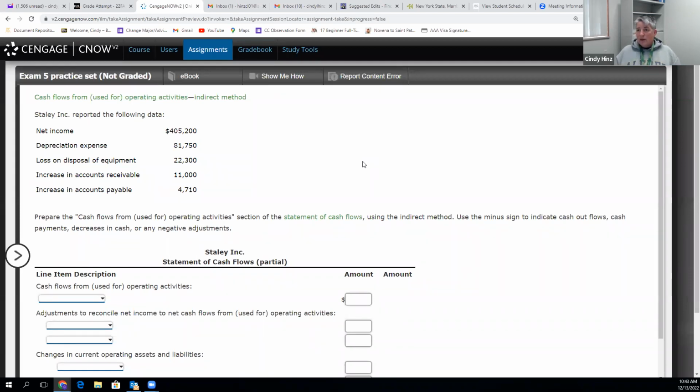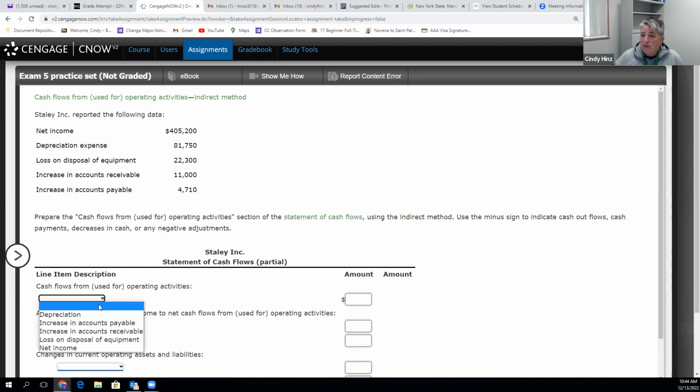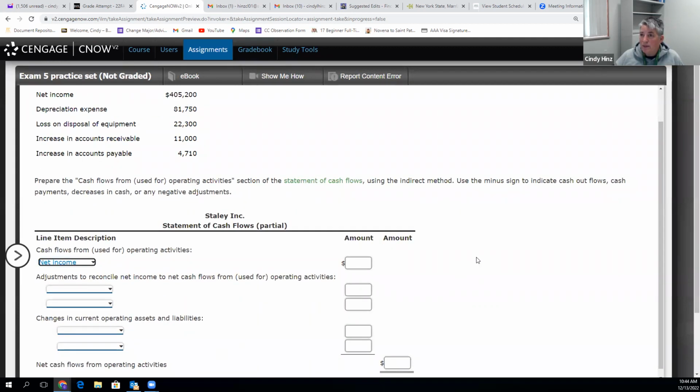So we're starting out here in this exercise with the operating activity section, which is the first and the most involved and the longest of our cash flow statement sections. We have operating, investing, and financing activities. For this class, we are using only the indirect method, which means as it relates to the operating activities, we're going to start with our net income or net loss, and then we'll have some adjustments.